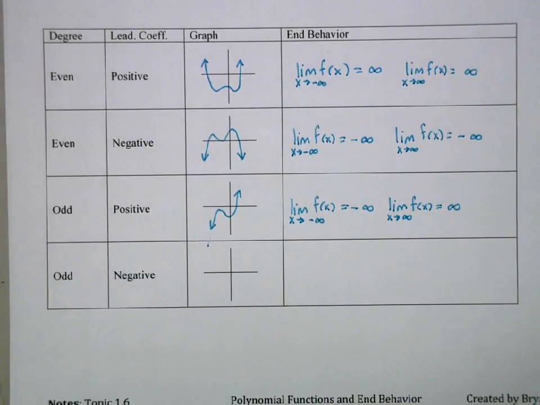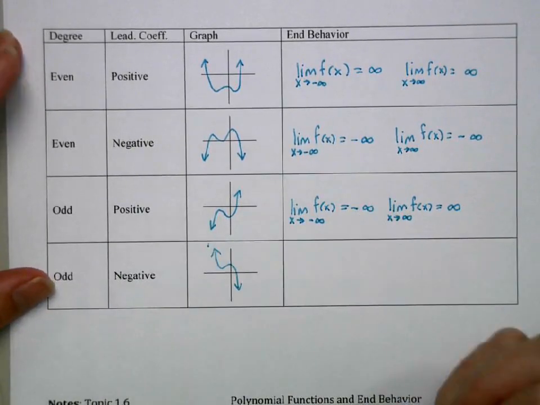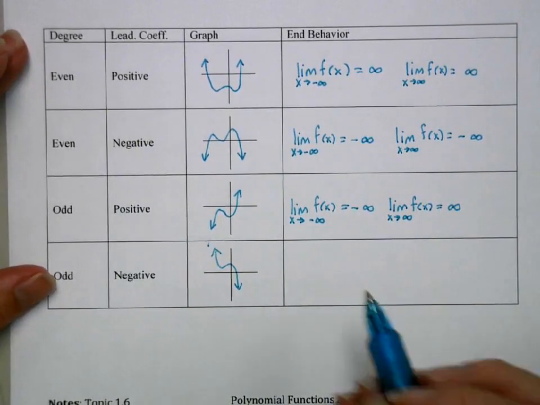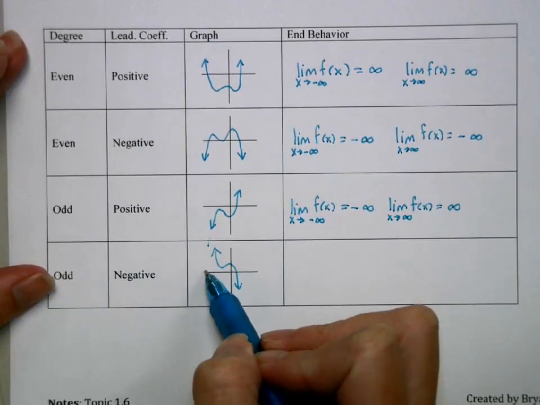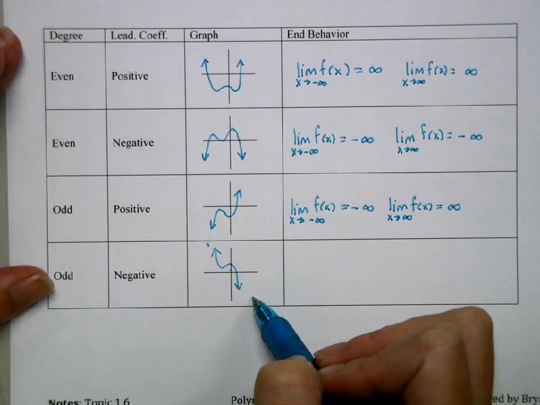The odd negative, we'll flip it over. Okay, and then the end behaviors are going to switch. As we go to negative infinity, now we're going to positive infinity. As x goes to positive infinity, our function is going to go to negative infinity.